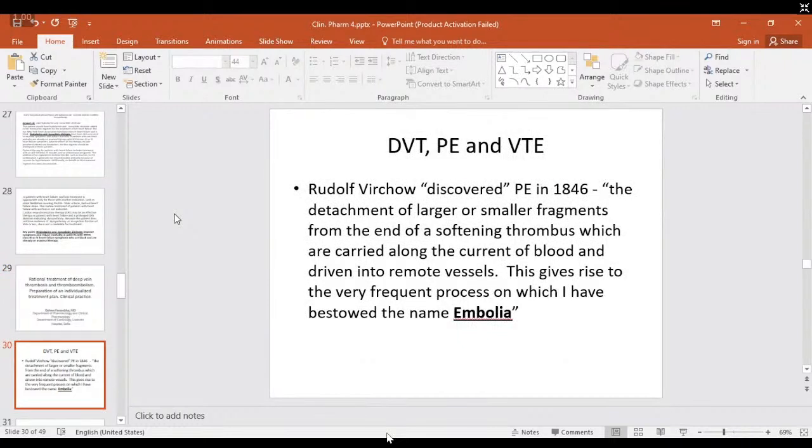So Rudolf Virchow was actually the person who coined the term embolia or emboli in 1846.